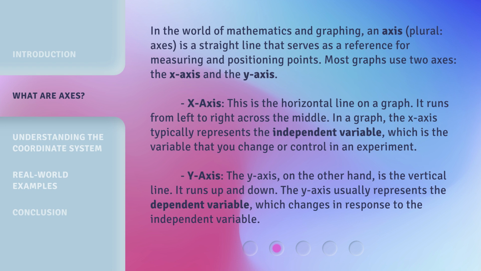Y-axis. The y-axis, on the other hand, is the vertical line. It runs up and down. The y-axis usually represents the dependent variable, which changes in response to the independent variable.